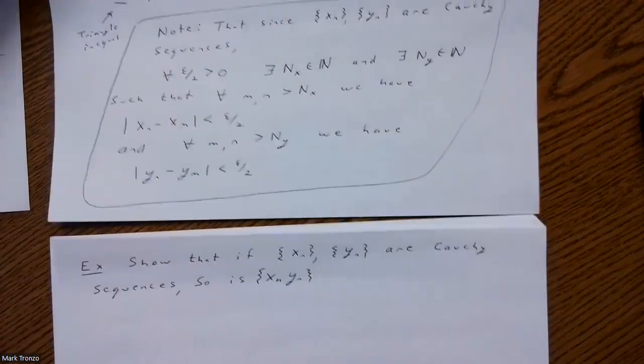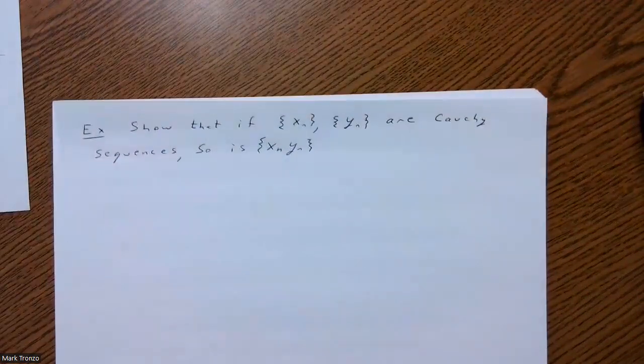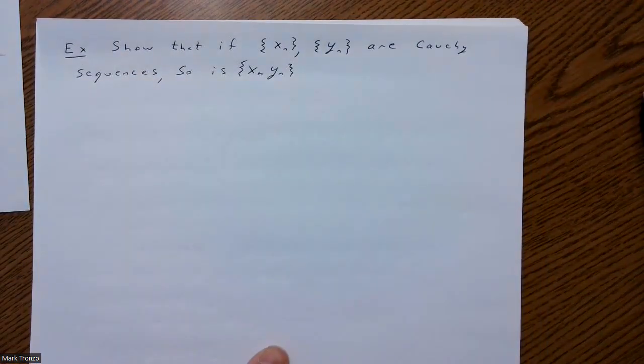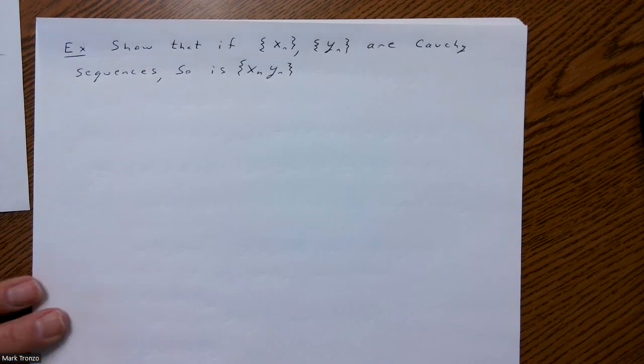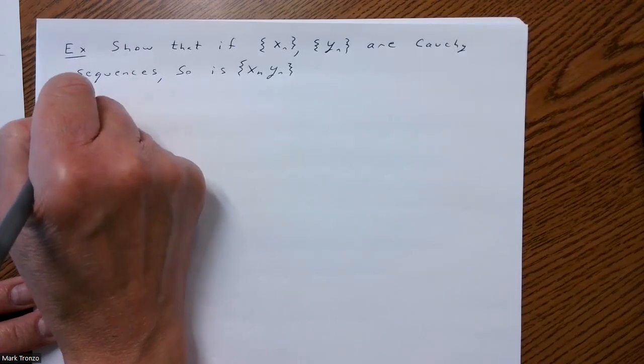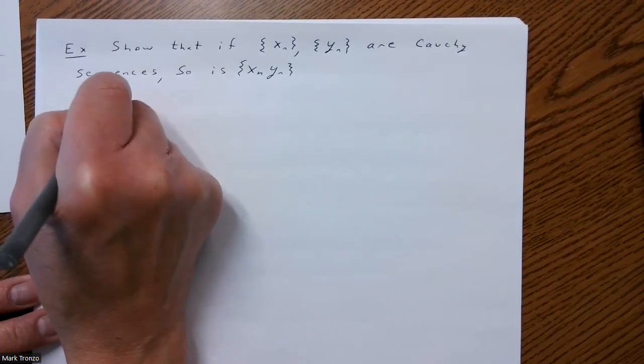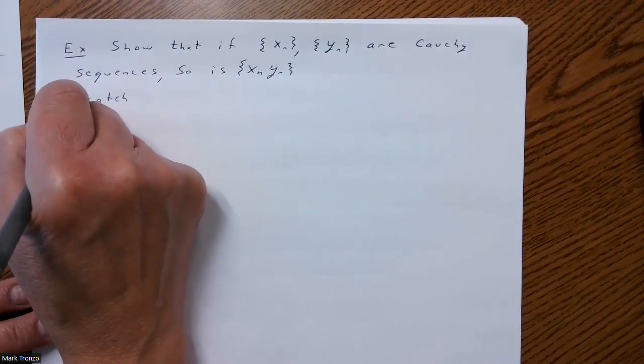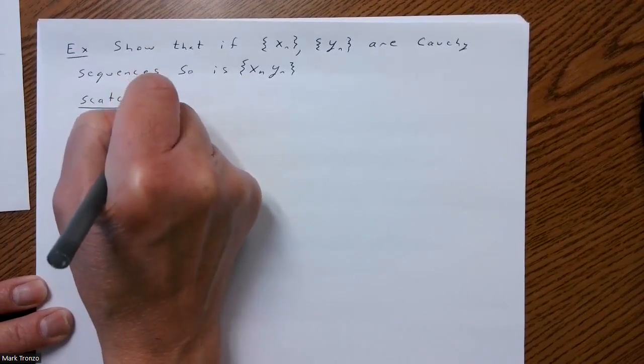Let's go to this next one here. Show that, once again, show that if X and Y are Cauchy sequences, so is the product of each of the terms. So once again, let's see what we can do with this one here. This one's going to take a little bit more technique here.